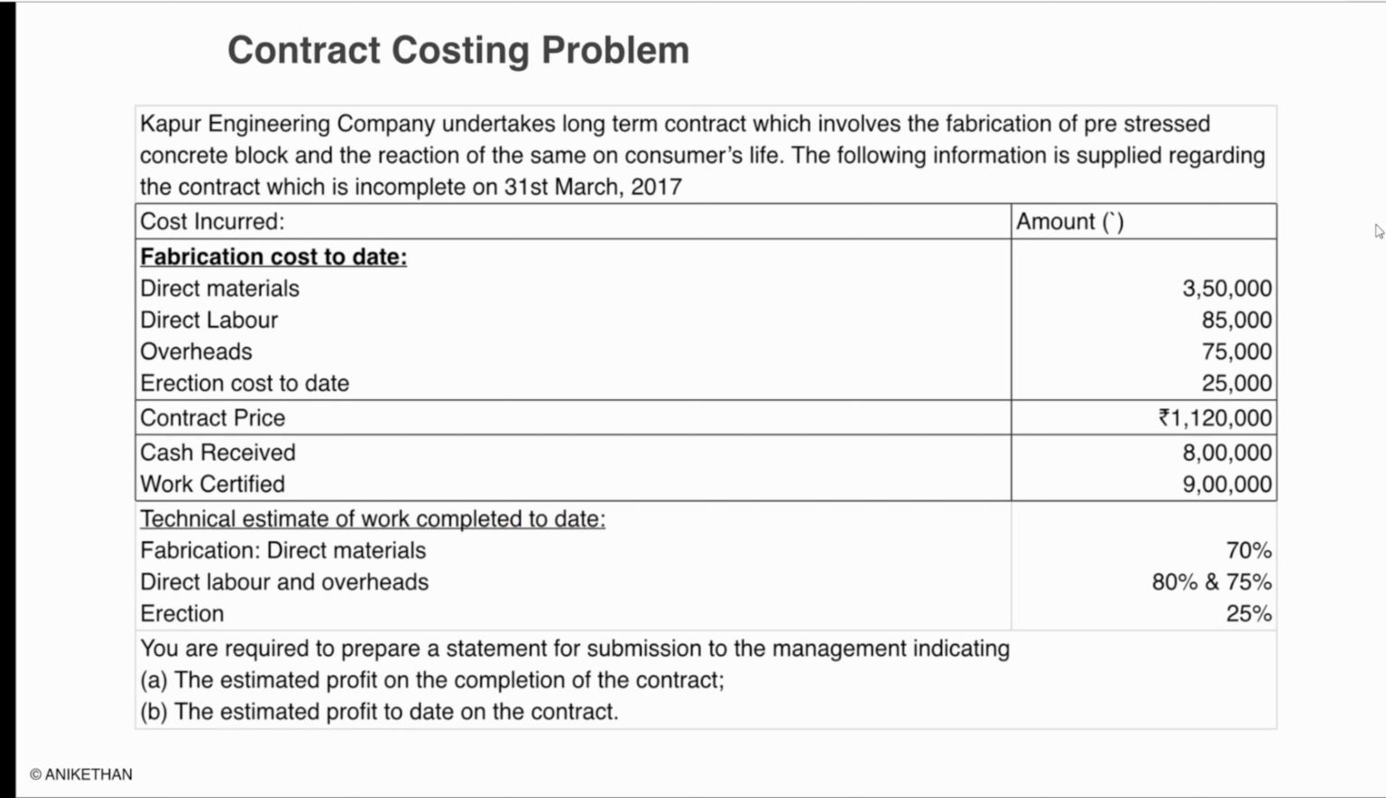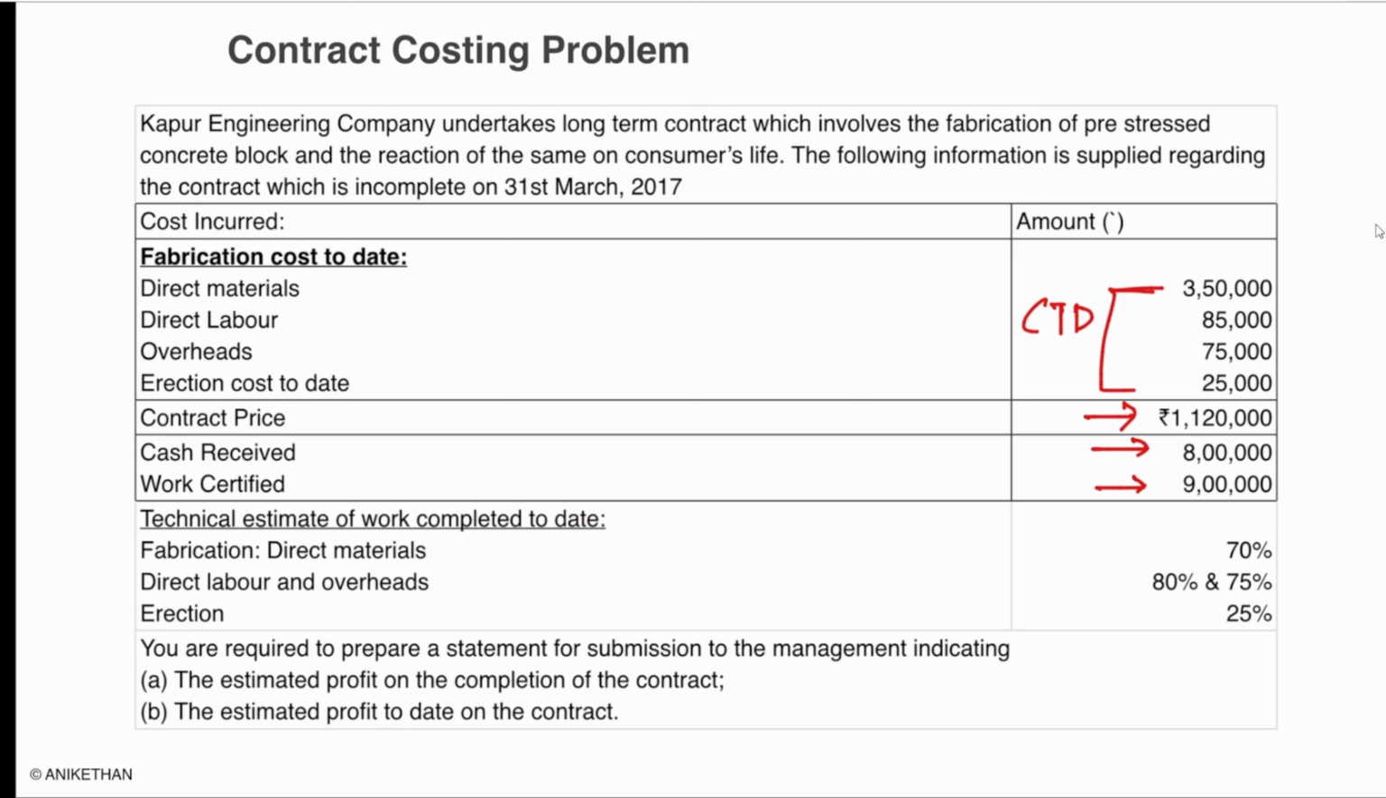Hope you have read the question. Let us start. Kapoor Engineering Company undertakes a long-term contract which involves fabrication of pre-stressed concrete blocks and the erection of the same on the consumer's site. The following information is supplied. Cost incurred: fabrication cost to date. You have direct material, direct labor, overhead and erection cost to date. So these are your costs till date. Contract price is 11,20,000. That is also given. Then cash received and work certified are given. So out of 11,20,000, work of about 9 lakh is certified. Out of that 9 lakh, the contractee has given only 8 lakh.